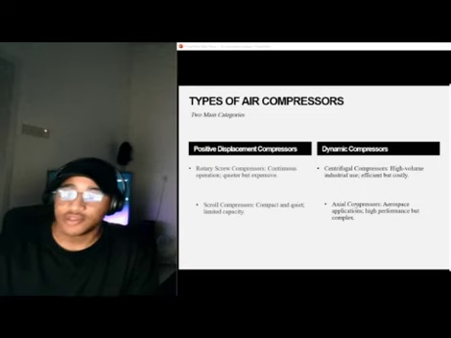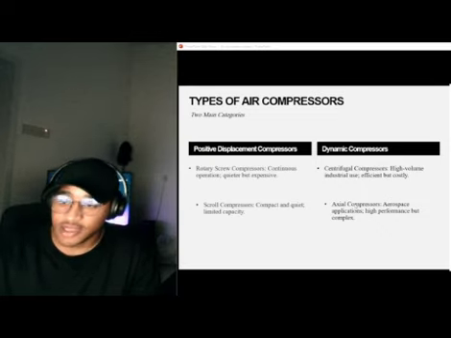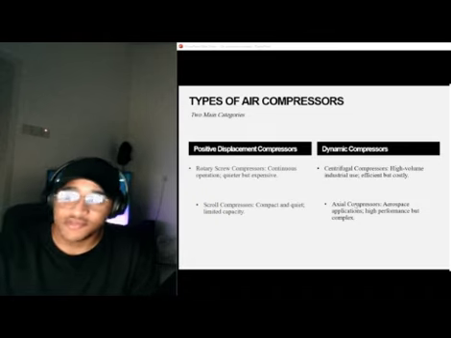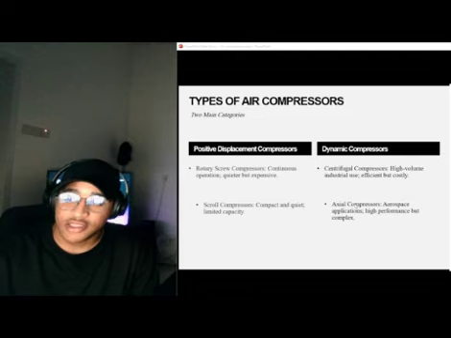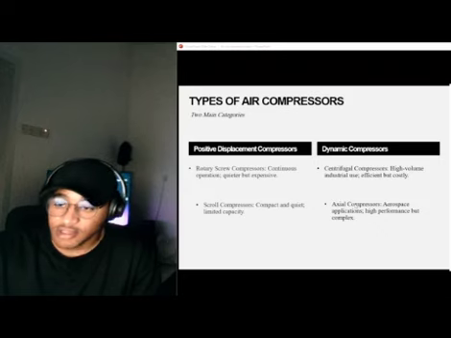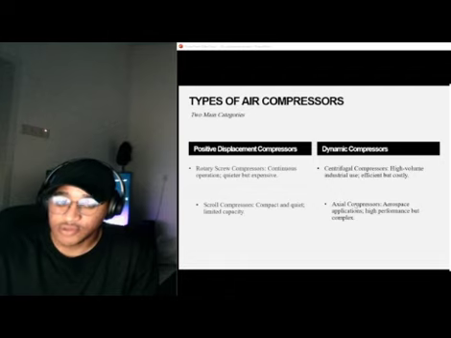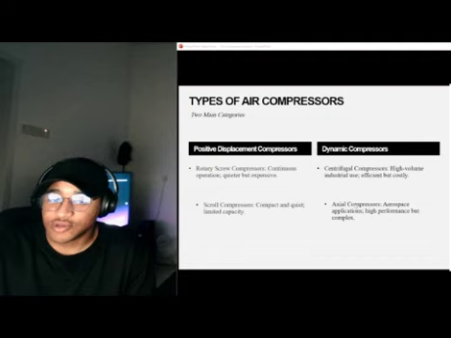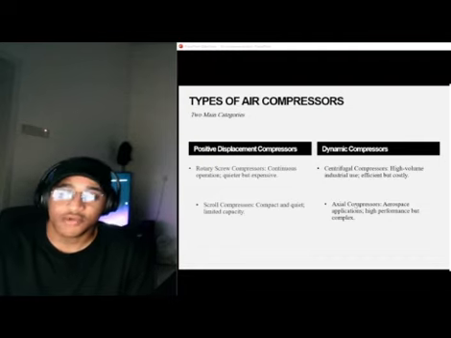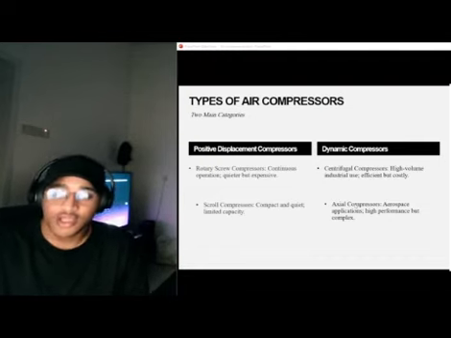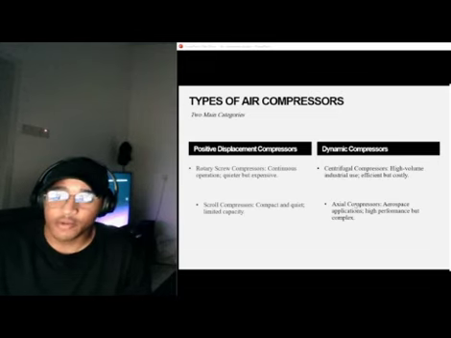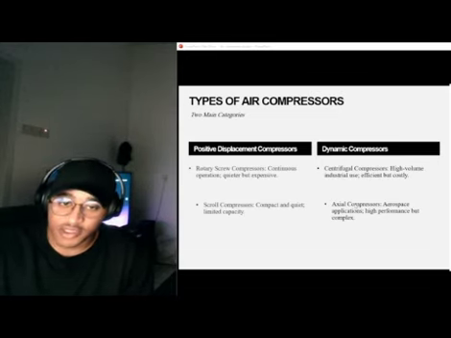Actually, we have two main types of air compressor: the positive displacement compressor and the dynamic compressor. Positive displacement has more than two types, but I wrote the two main important ones that we use on the ship: rotary screw compressor and scroll compressor. And in the dynamic, we have two: centrifugal and axial compressor. We will go back to the positive displacement compressor.